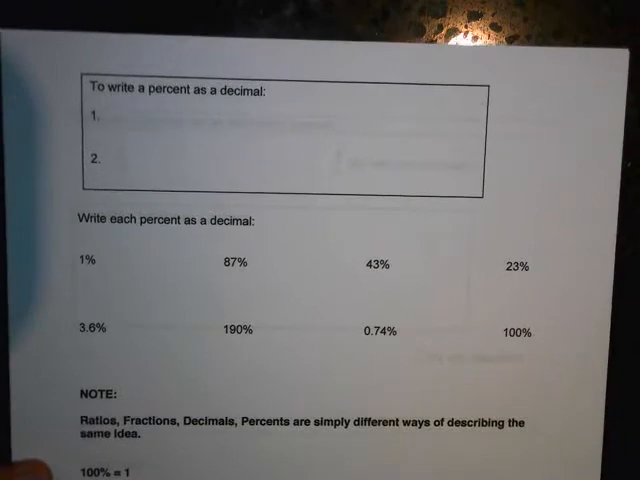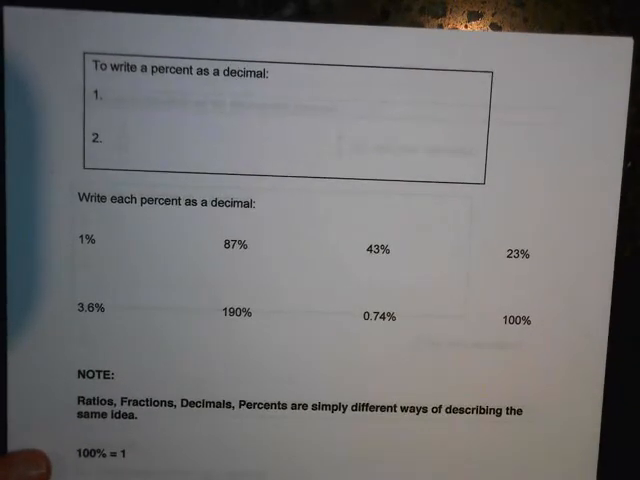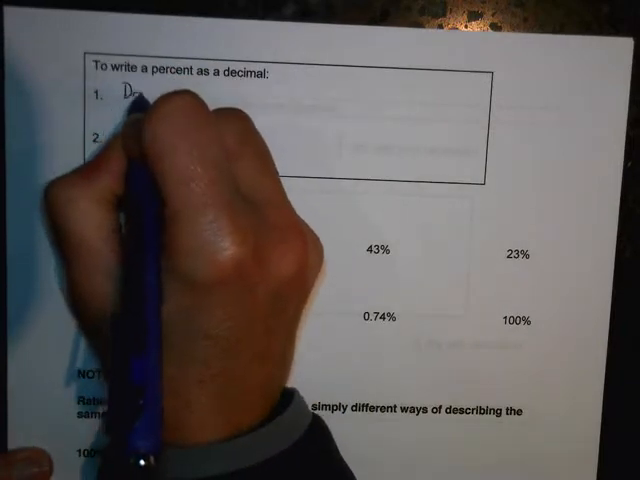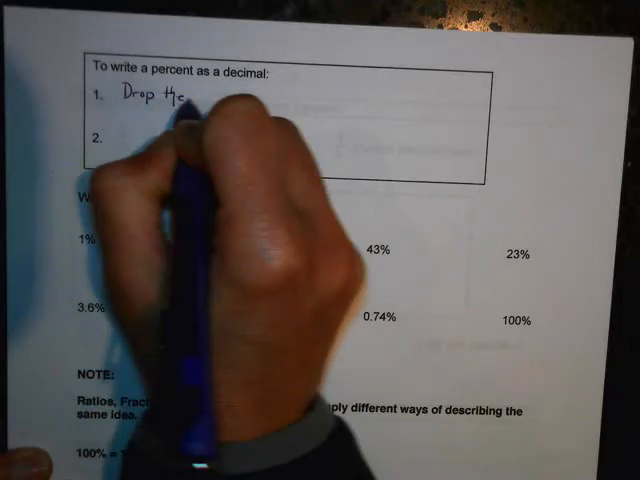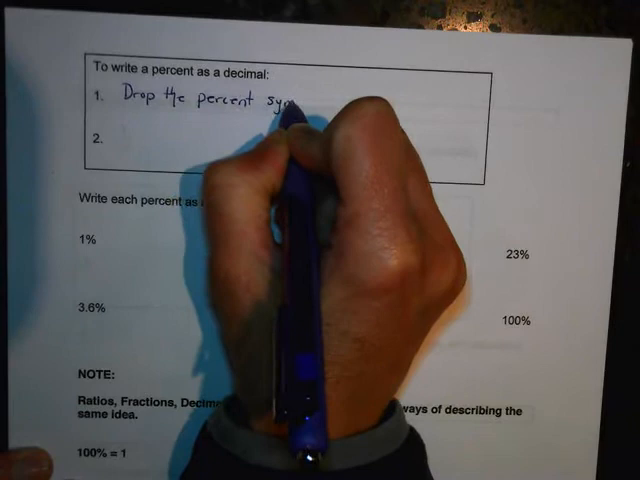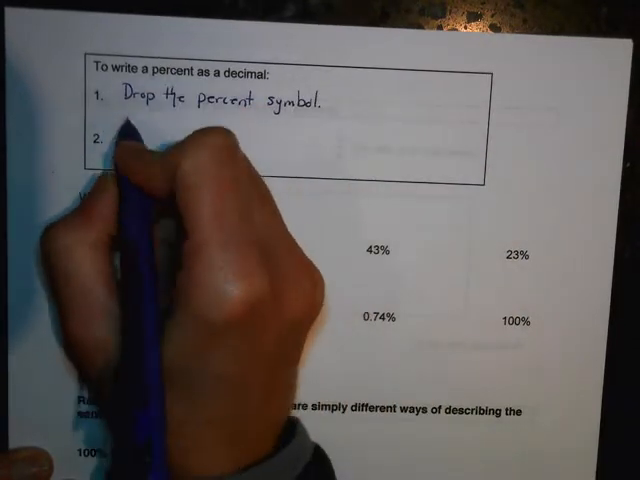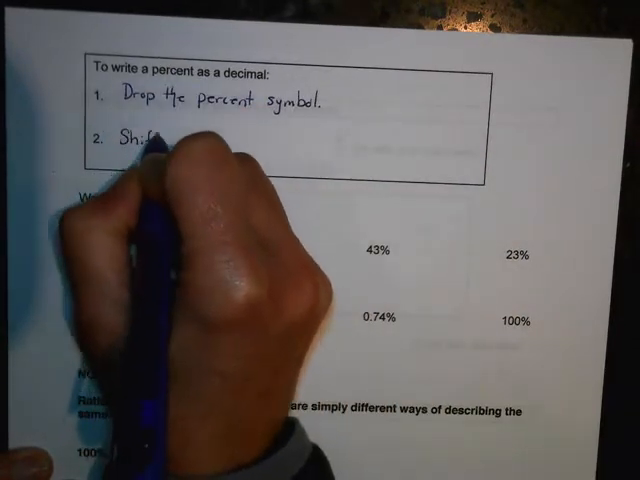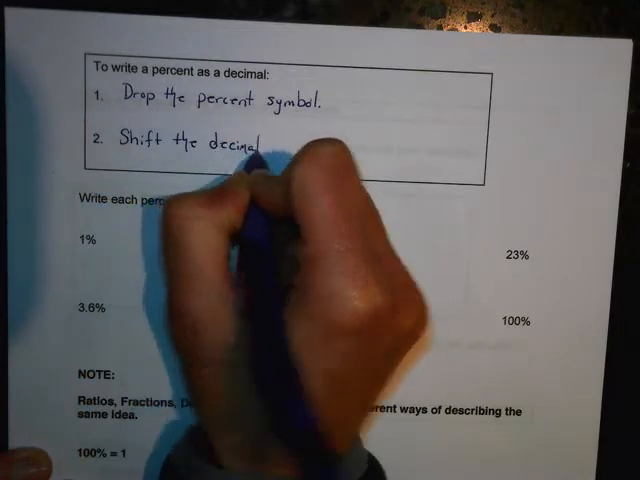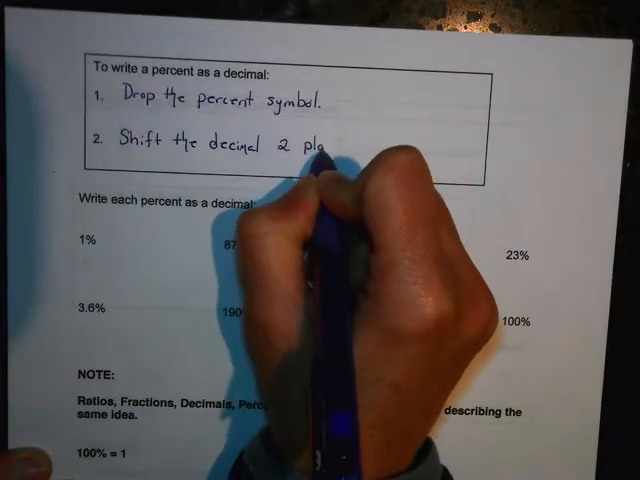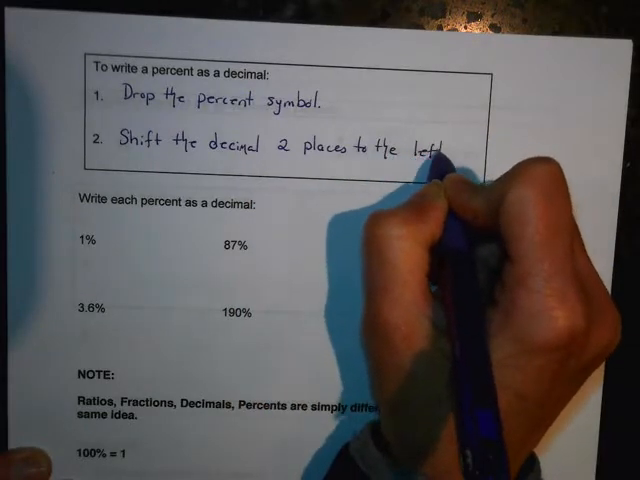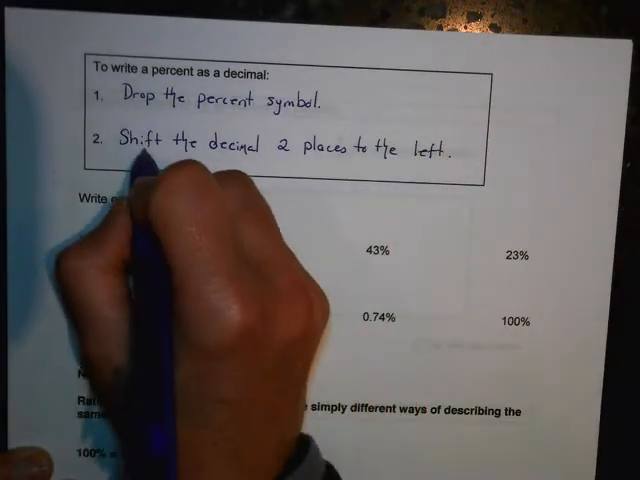So to write a percent as a decimal, this is very, very easy, okay? So I drop the percent symbol, and then I shift the decimal two places to the left. Some people like to say they divide by 100.